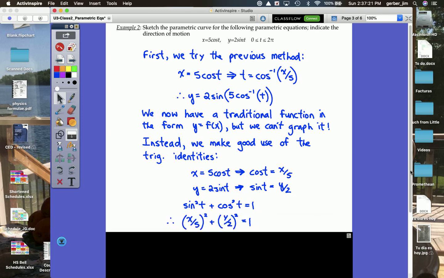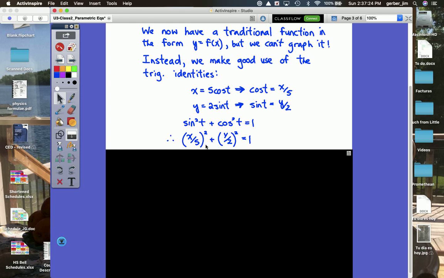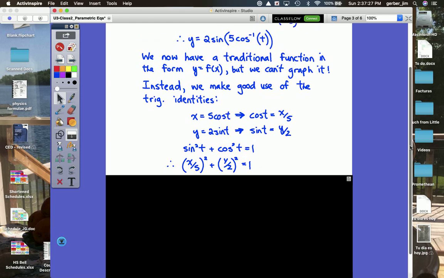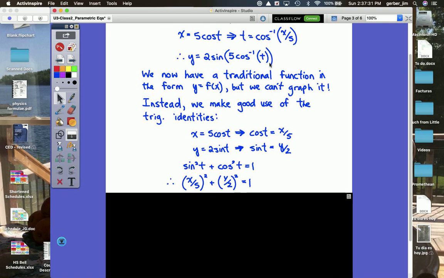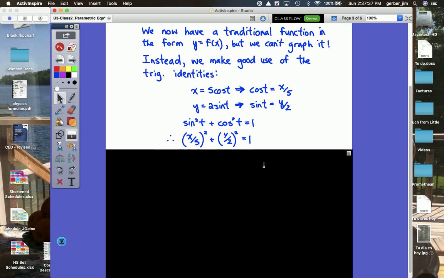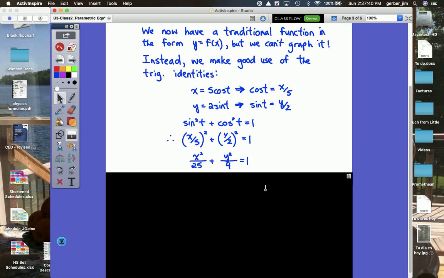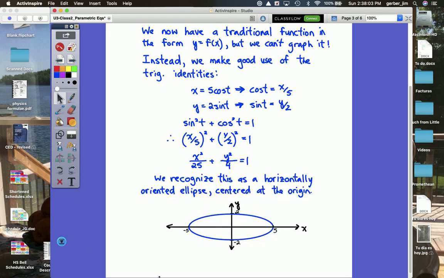And so that leaves me with this. Now I have a Cartesian equation, but a much nicer looking Cartesian equation than the one we had up here. This, I'm hoping, you'll recognize as an ellipse. If we expand this out, we're left with x²/25 + y²/4 = 1. And that, of course, is a horizontally oriented ellipse, centered at the origin. Major axis is 10, minor axis is 4. We're centered at 0. We go plus or minus 5 in the x direction from 0. We go plus or minus 2 in the y direction from 0. And we're left with this ellipse, which is quite easy to graph and quite easy to see.